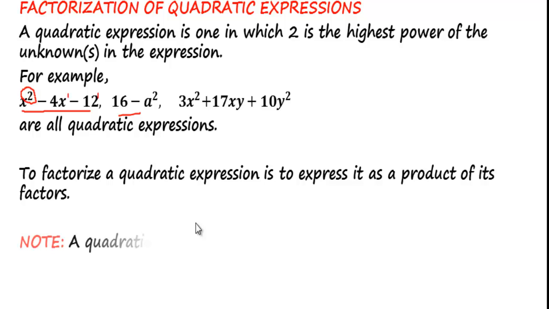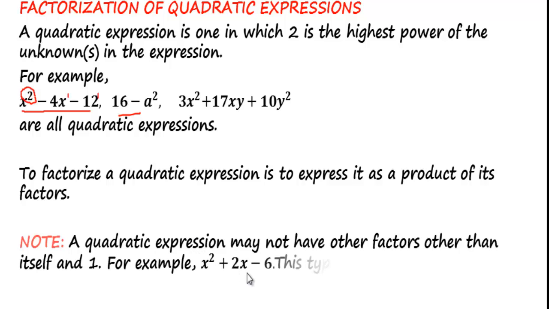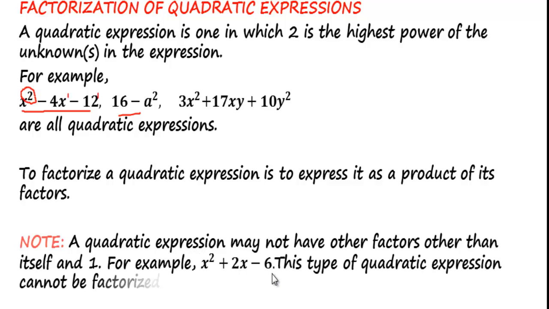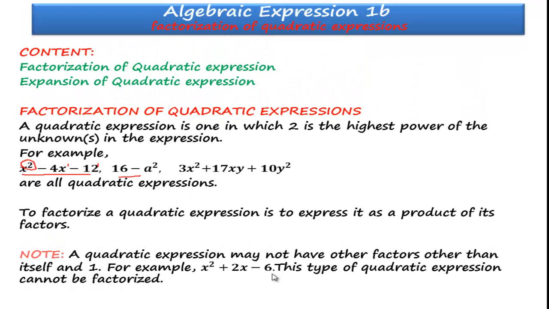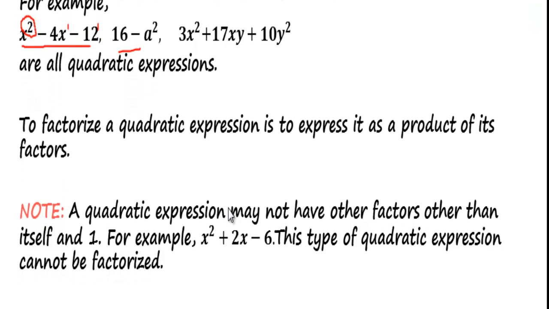You are going to understand now. Note this, that a quadratic expression may not have other factors than itself and 1. For example, if you have x squared plus 2x minus x, the 2x just has a factor of its own self and 1, and this type of quadratic expression can never be factorized. So know this one as we go. Now, let's move on.